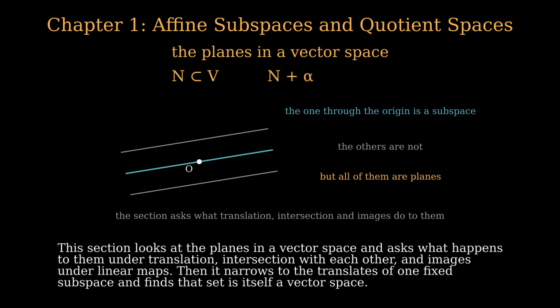This section looks at the planes in a vector space and asks what happens to them under translation, intersection with each other, and images under linear maps. Then it narrows to the translates of one fixed subspace and finds that set is itself a vector space.